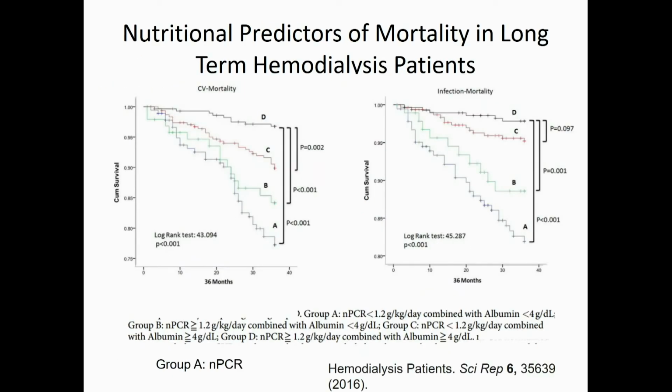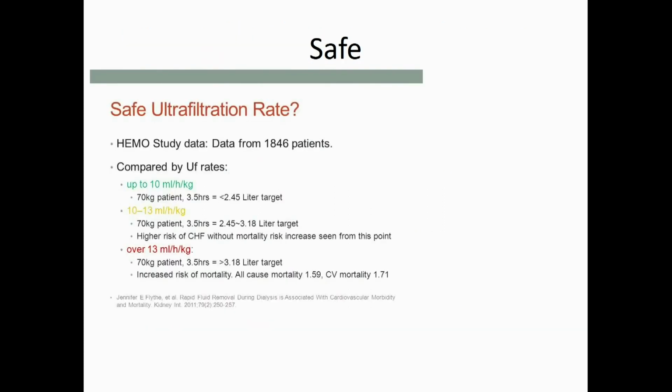This is the chart which shows C and D are doing better as compared to A and B. The mortality is higher, so the survival is poor. A means that the NPCR is less than 1.2 and the albumin is lower, and B is PCR is high but the albumin is lower, and D is NPCR is more than 1.2 and the albumin is more than 4. Then comes the PCR is less and albumin is more. So if the albumin is more than 4, you do better on dialysis. So you need to eat well, and NPCR and albumin nutrition has to be taken into consideration.